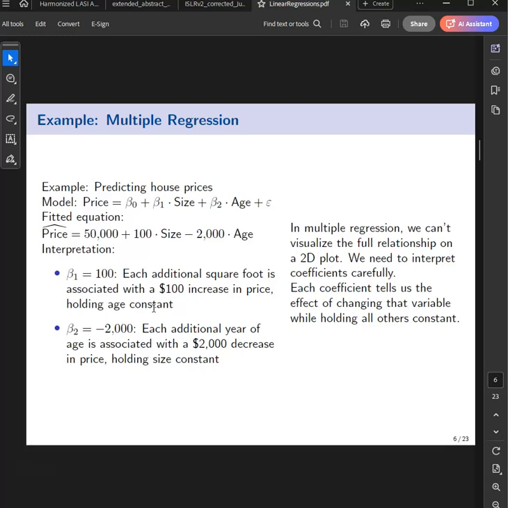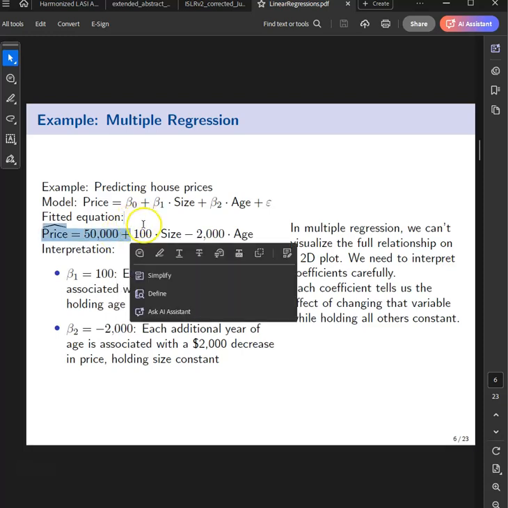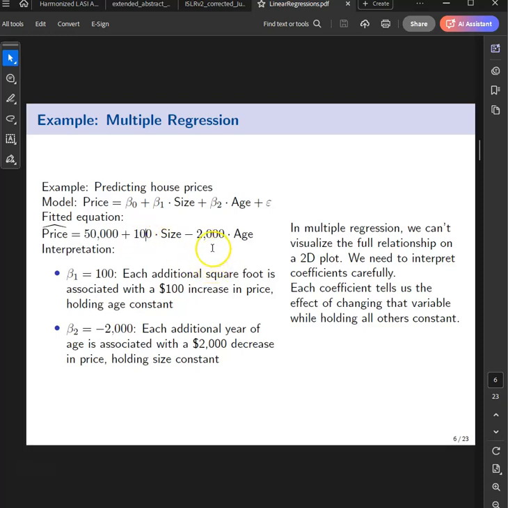And when we deal with a multiple regression model, it typically spits out something like this. So we have an estimated value of price with some numbers. When we take this model to the data and we end up with these numbers, we estimate beta naught to be 50,000, beta 1 to be 100, and beta 2 to be 2000.